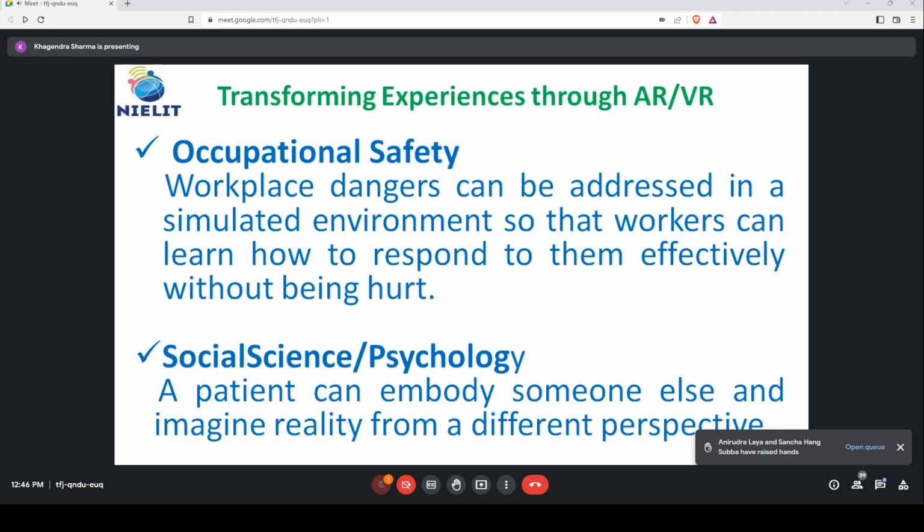Similarly, in social science and psychology, a patient can embody someone else and imagine reality from a different perspective. So say there's a patient with autism. All of you know what autism is, right? There are several videos and contents built on VR which explain how a person with autism feels. So we normal people also, by wearing a head-mounted display and accessing that type of content, understand how a person with a particular disability or disease actually feels. So a patient can embody someone else and imagine reality from a different perspective.